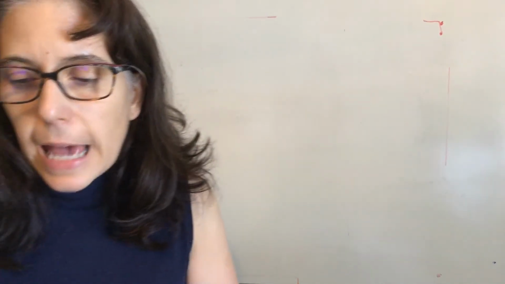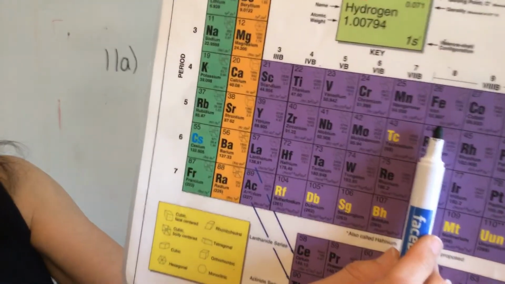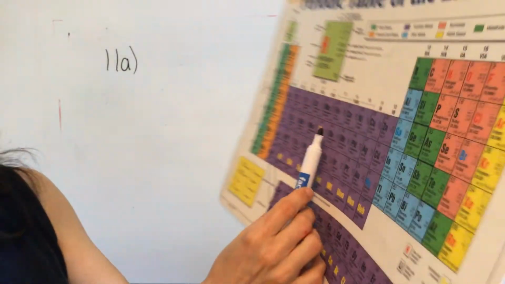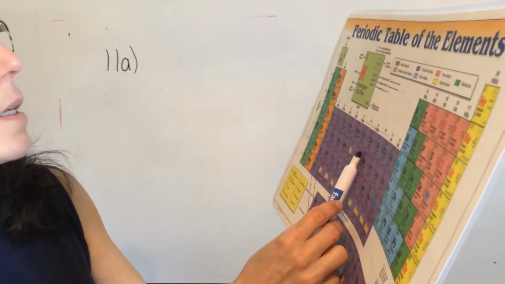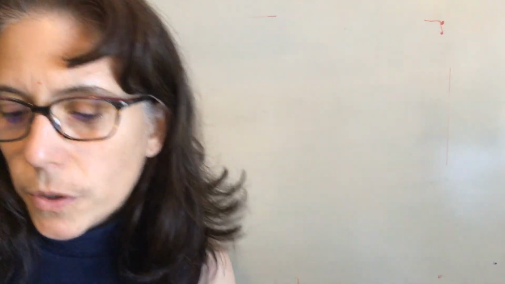Well, it's asking me to go from mass to moles. So I will need to use my periodic table. I'll need to find iron. Okay, iron, it says, is 55.8, I think that's 55.85 grams in a mole.